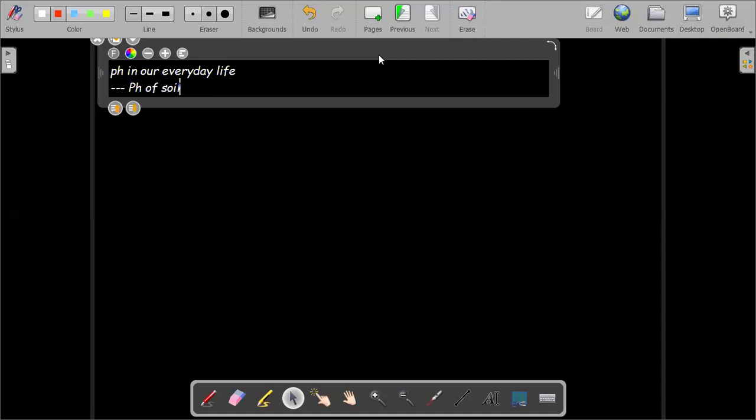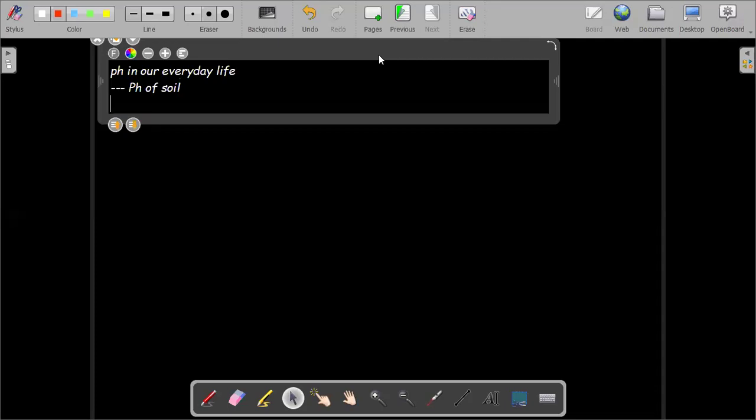So that the soil regains its nature. It becomes neutral. Got it? So soil requires a pH of 7 to grow. Similarly, in life we also see pH as a factor.